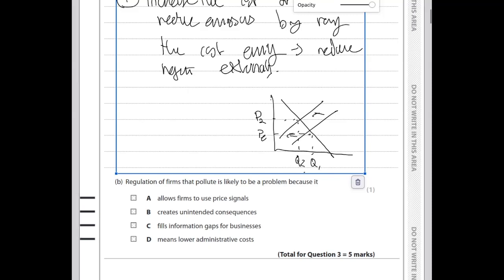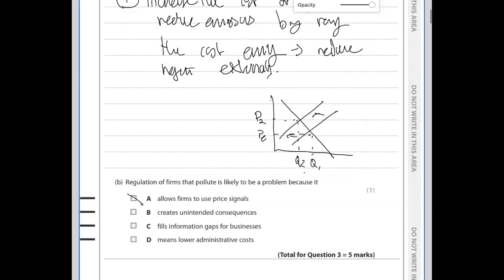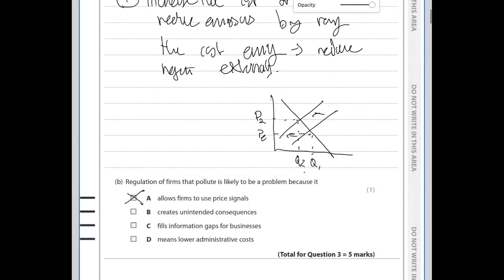I don't think this is a case where there's maybe a super clear answer. It's more that we're going to be able to exclude the wrong answers. So regulation of firms isn't going to allow firms to use price signals. If anything, it's going to distort price signals, right? So the market is providing price signals. Regulation potentially is distorting those price signals, or at least it's substituting for them. So this is not a problem that it's going to create.